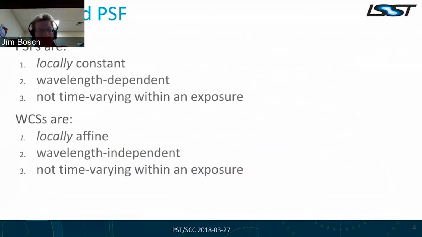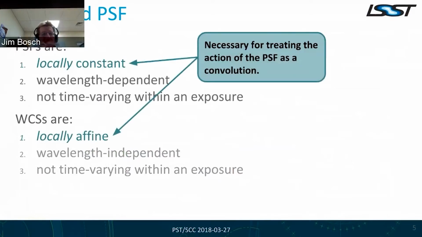So what I've said a little bit here is that PSFs and WCSs have these properties. Well, the first one is that things are locally constant, or in the case of the WCS, locally affine. And this is a really fundamental assumption. It's necessary for treating the action of the PSF as a convolution. If you don't have these two things, you can't treat the PSF as locally constant and WCS as locally affine. You cannot treat the PSF as a convolution. And in fact, you cannot split up your WCS and PSF. It's some more complicated integral that you have to do in a much more careful way.